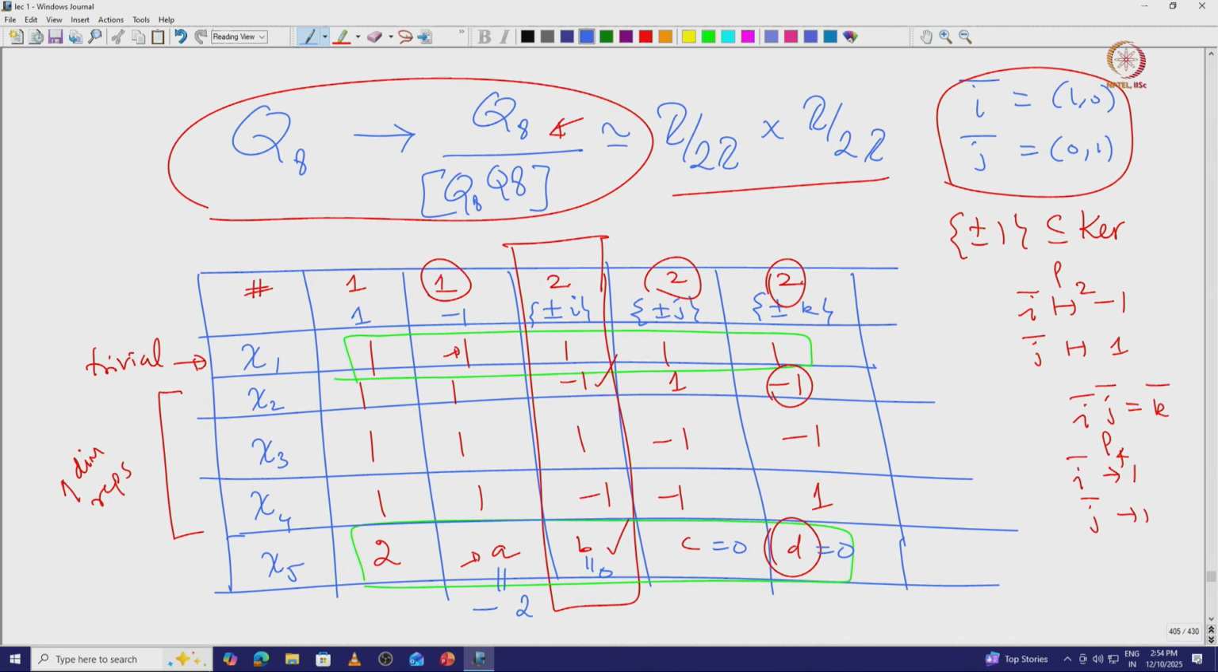And now you can see that we have computed the character table of Q8 using the results that we have proved so far.